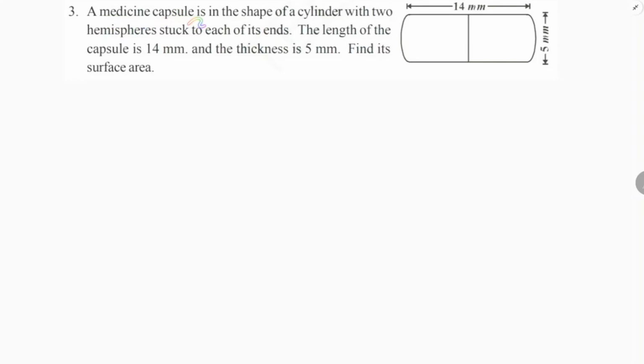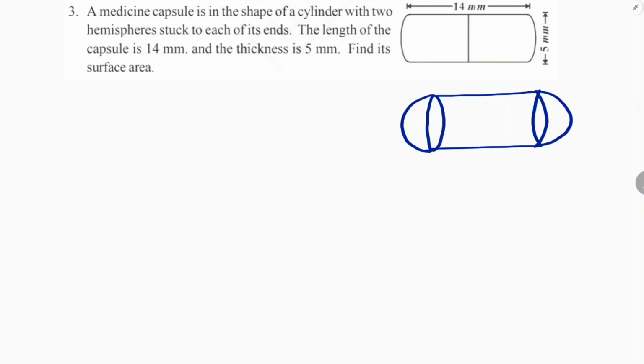A medicine capsule is in the shape of a cylinder with two hemispheres stuck to each of its ends. The length of the capsule is 14 millimeter and the thickness is 5 millimeter. Find its surface area. So here I'll redraw this one. I'll draw again, cylinder with two hemisphere ends.